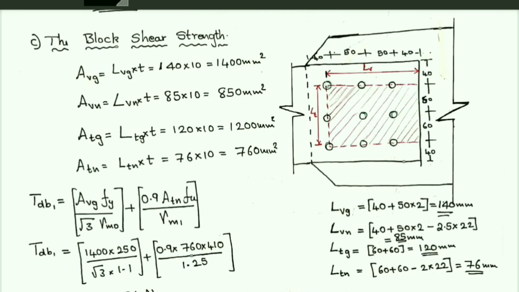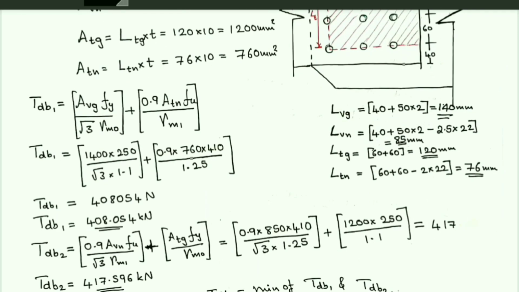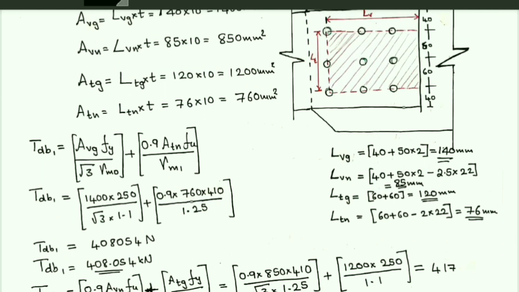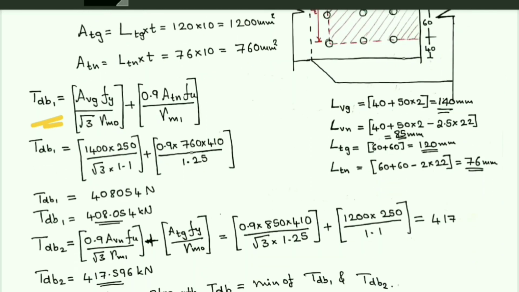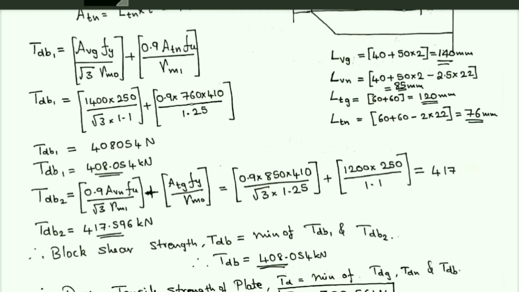So AVG becomes LVG into thickness, the length into thickness, so that is 1400. LVN into thickness gives you AVN, and you will get ATG and ATN also, just by multiplying the thickness of the plate with each length. So you will get the areas. Next, substitute the values into the two formulas. TDB1, by substituting, becomes 408.51, and by substituting in the second formula you will get 417. So the minimum of these two values, TDB1 and TDB2, is this one.